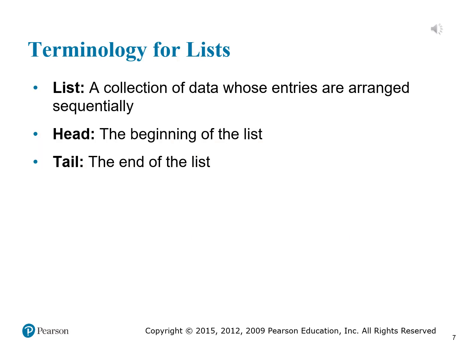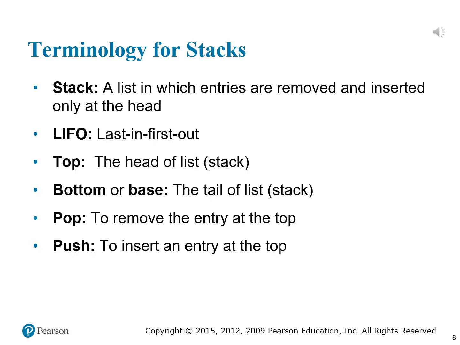This slide presents the terminology for lists, including a list as a collection of data whose entries are arranged sequentially, the head of a list as the beginning of the list, and the tail of the list as the end of the list. A stack is a special list that has entries removed and inserted at the head. The data structure is known as a LIFO data structure. The top of a stack refers to the head of the list. The bottom or base of a stack refers to the tail of the list.